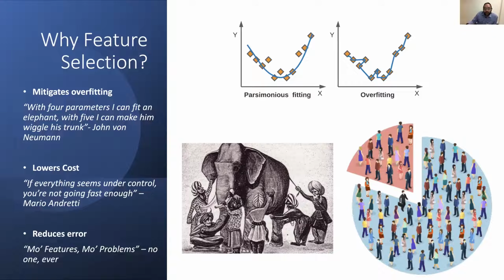The other is that if the model has fewer features, it's easier to train and it's going to be faster to train. And finally, the more features your model has, the harder it is to interpret. That's why I put up the parable of the blind sages and the elephant, each one touching a different part of the elephant. They come to different conclusions because there are so many features.